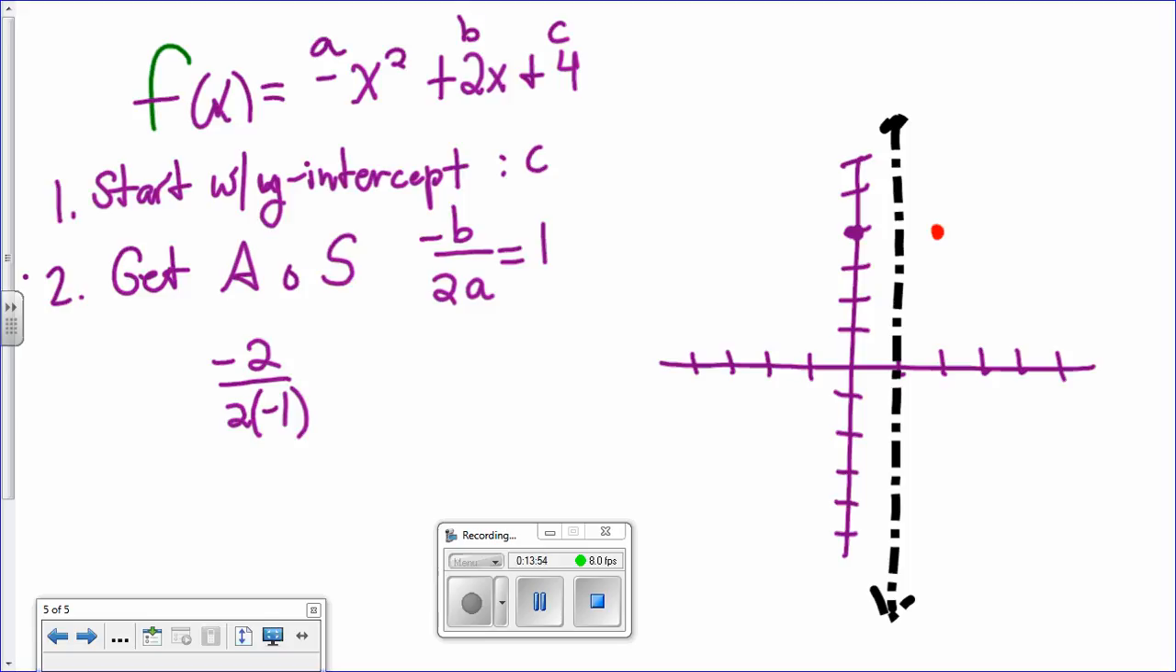There's one more really important point that I need. Does everybody know what it is? Vertex. I need the vertex. Yes. So the vertex sits on the axis of symmetry. It's on this line. So I know what the x is going to be. I just need to figure out what the y is going to be. How can I figure out what the y is going to be if I know what the x is? Over here. Yes. You are on fire.